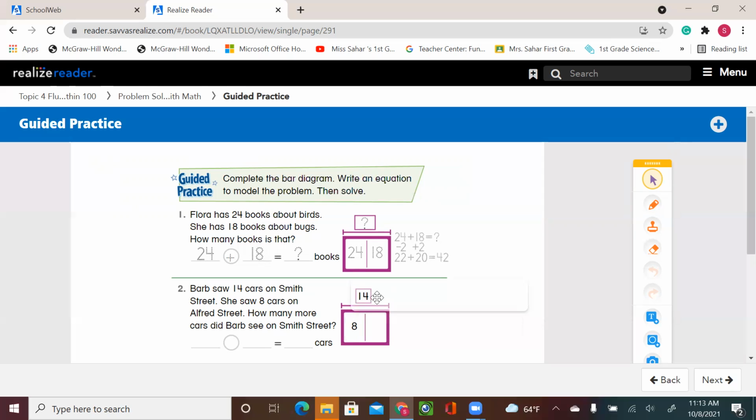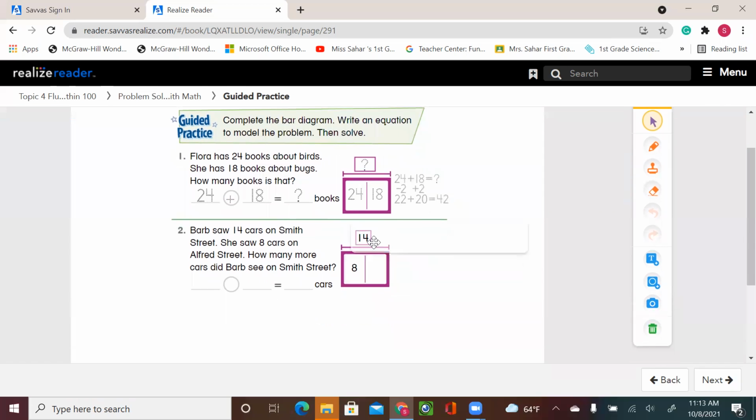Now we need to know how many more cars she saw on Smith Street than Alfred Street. So we need to get the difference. So in this case, I know that 14, take away 8, gives the missing part, or the missing addend. So what I'm going to write here, let's go back here. I'm going to say 14 minus 8 to get the missing addend, or the missing part, equals. That's easy. 14 take away 8 equals 6.